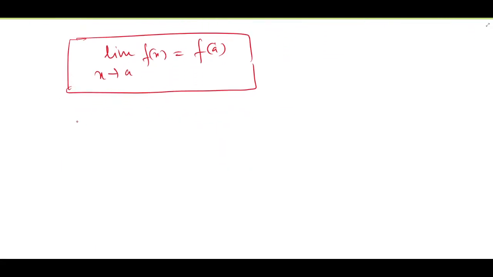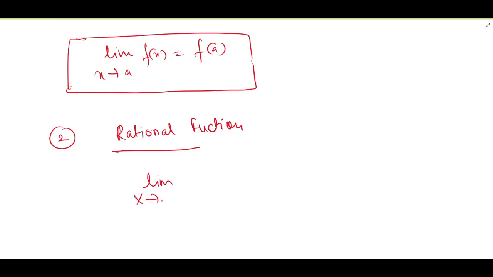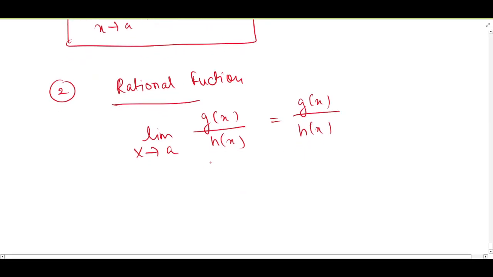Second is rational function. So limit x tends to a, g of x divided by h of x is equal to g of a divided by h of a. So this is g of a and this is h of a. So what if h of a is 0? h of a is equal to 0.